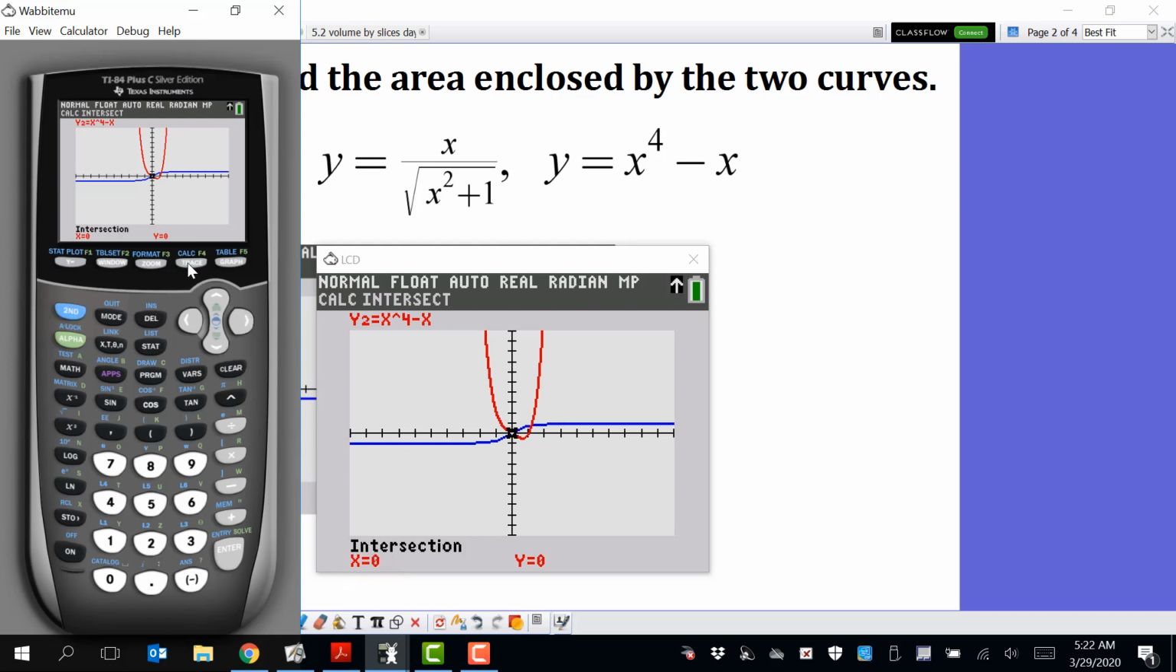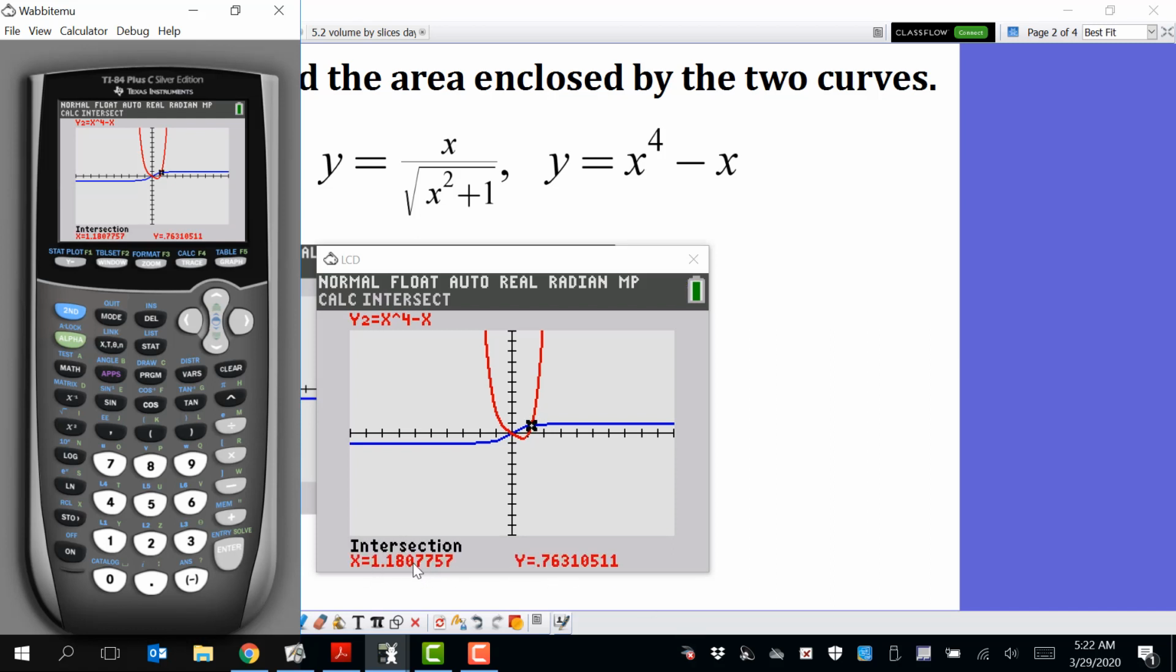Let's do it again. So second calc, option 5. Go over to this intersection point. Notice that the first curve is y1. Press enter. Make sure that the second curve changed to y2. It's perfect. Press enter a third time and it'll spit out for us an intersection point.